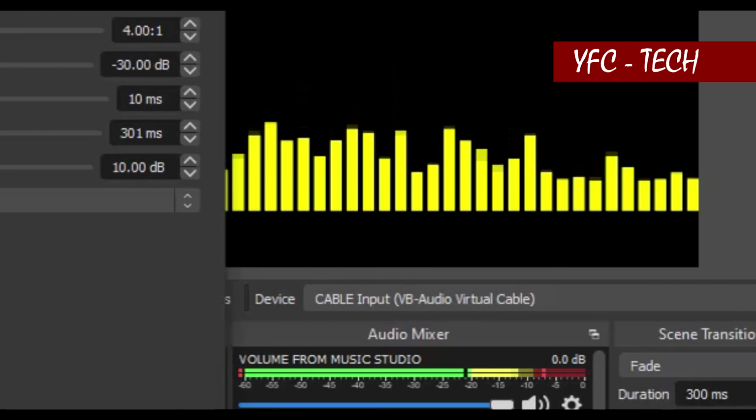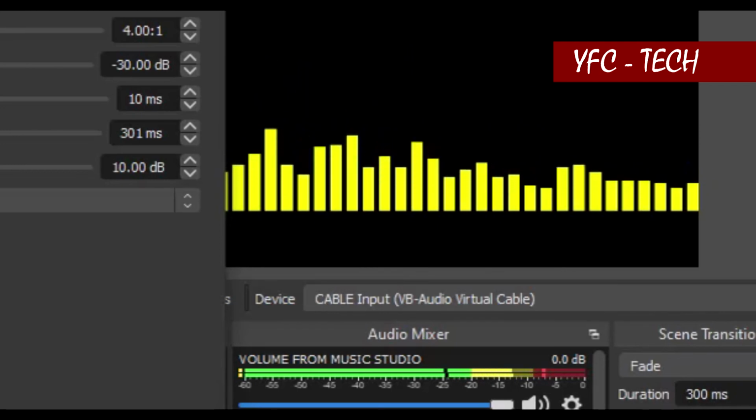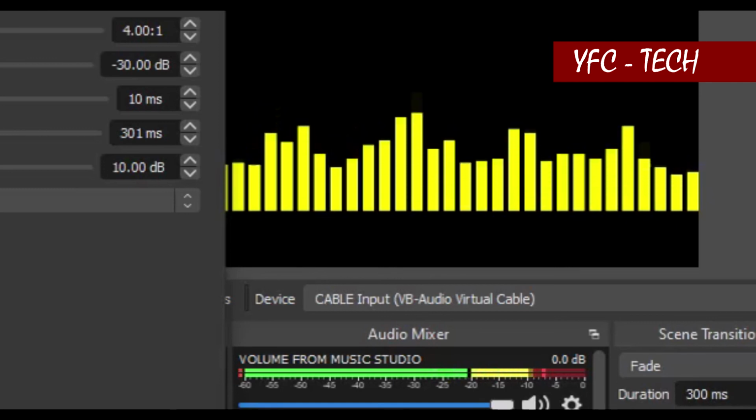Now, for the final result, notice both the high and low audio signals are being compressed, and that's how to achieve the best clean leveled audio.